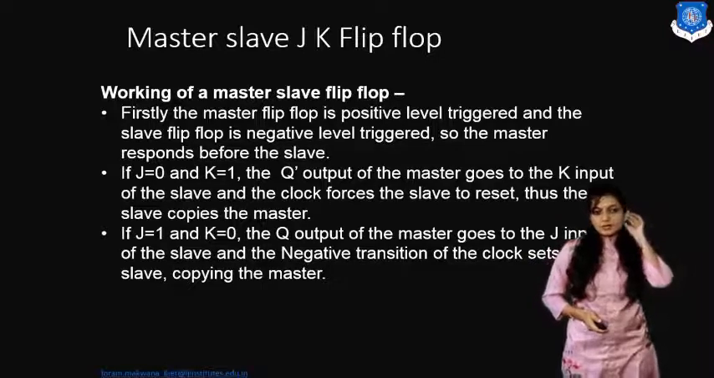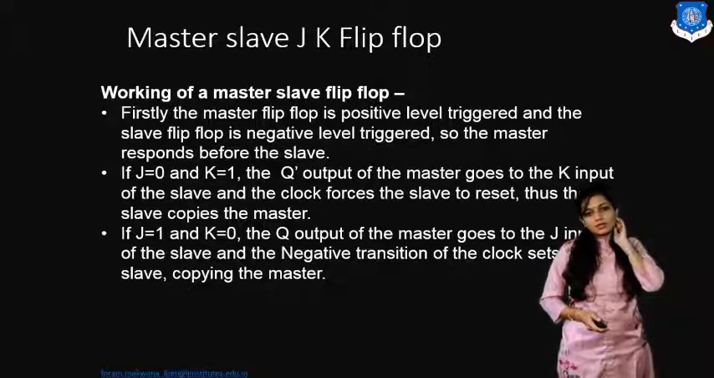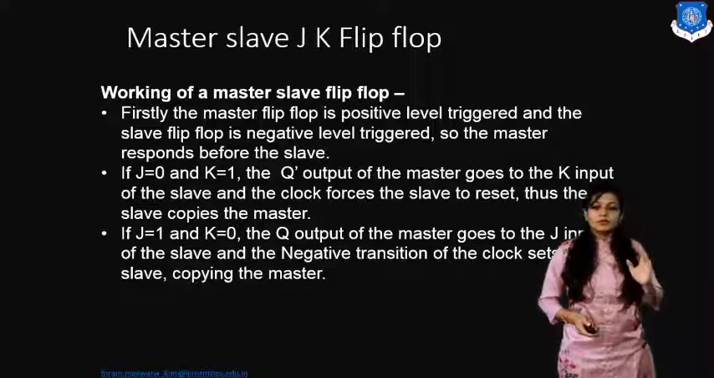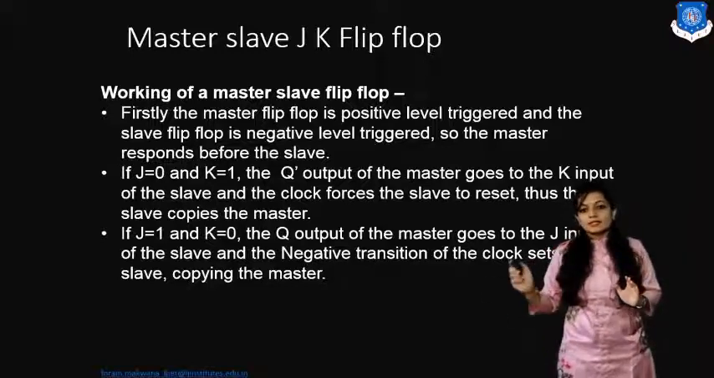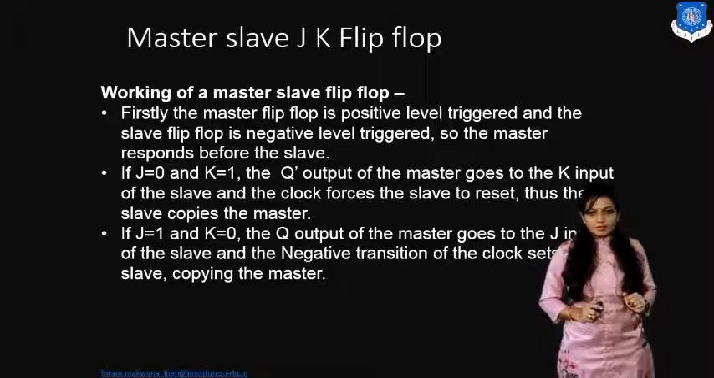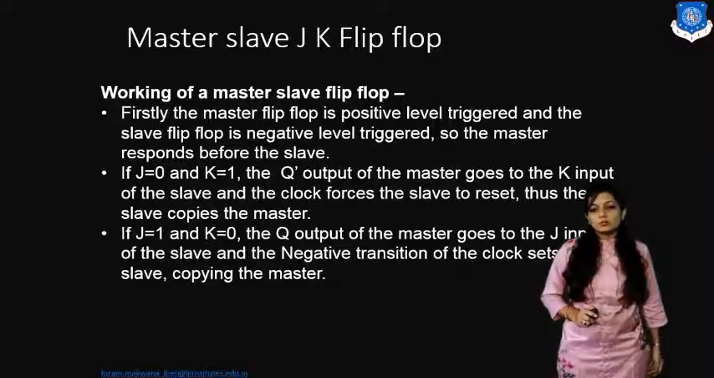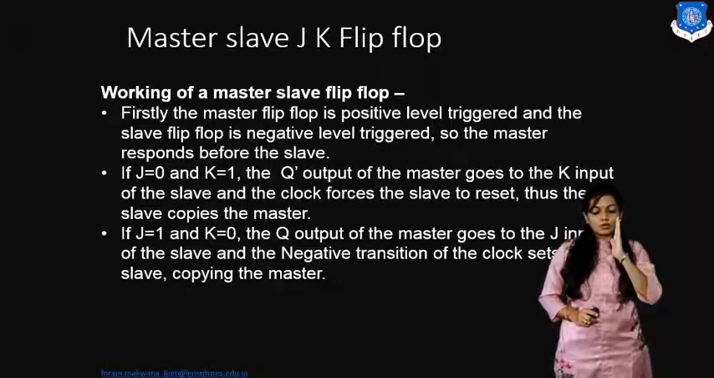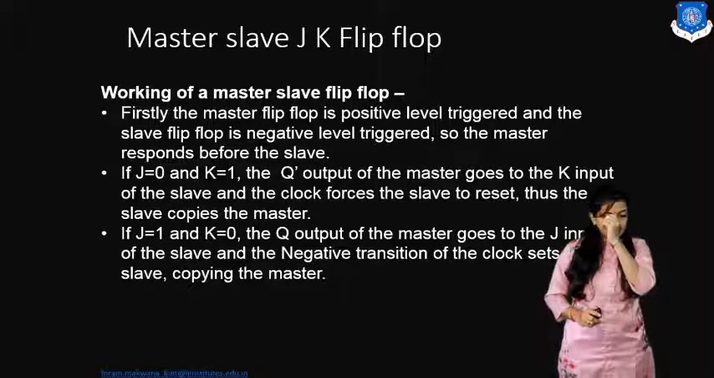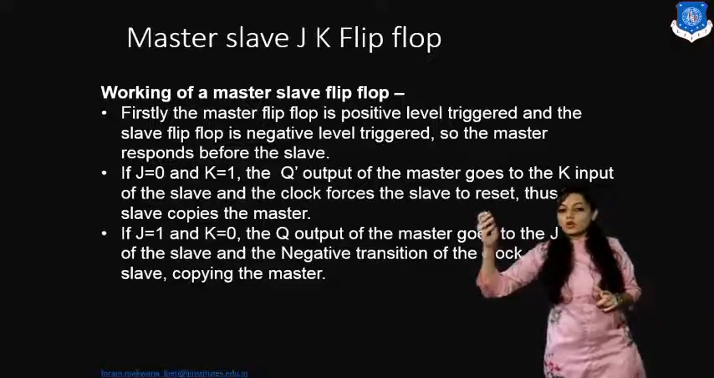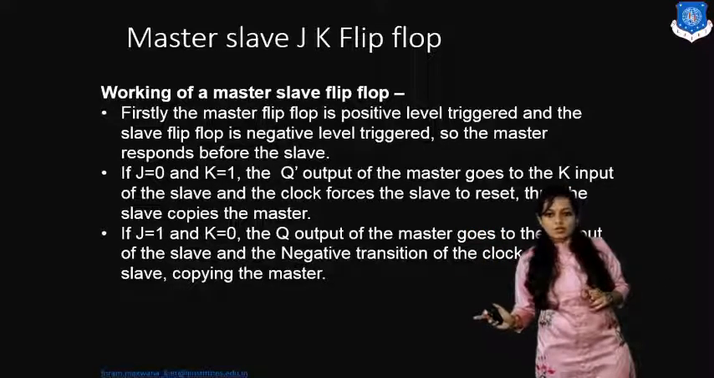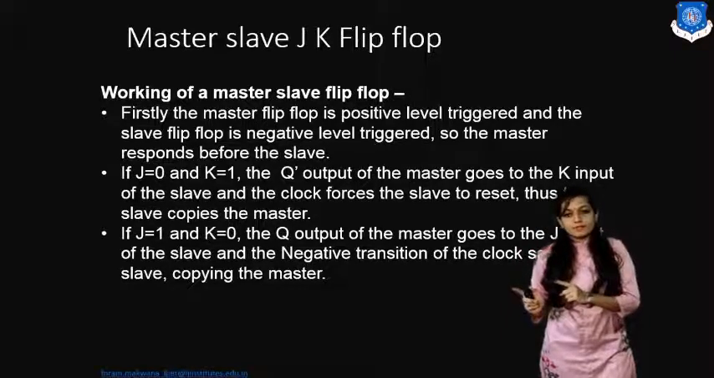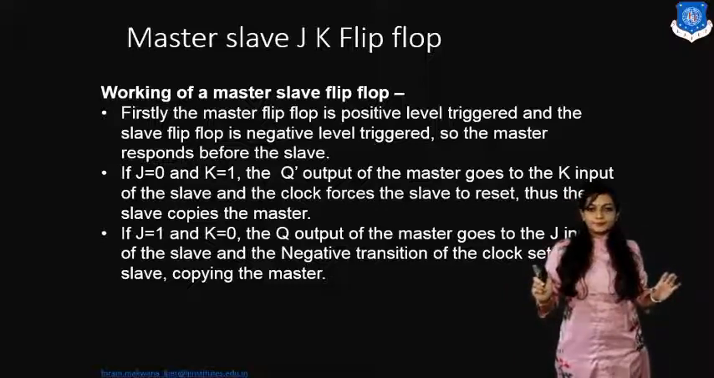Now, we are continuing the working of the master slave flip-flop. We can say that the master flip-flop is positive edge triggered. Slave is negative edge triggered. Why? Because the master is going to be activated for clock equal to 1. That means the clock changes from 0 to 1. That is a rising edge, or you can say the positive edge. If the clock changes from 1 to 0, that is a falling edge, right? So when the slave is activated, my master is isolated, right?